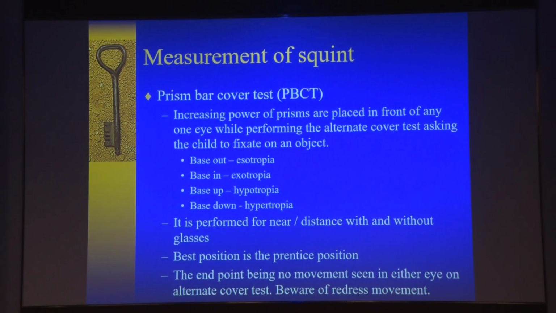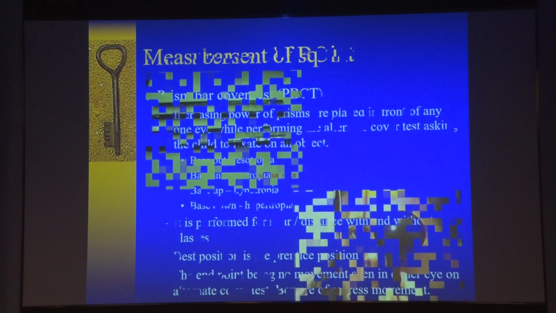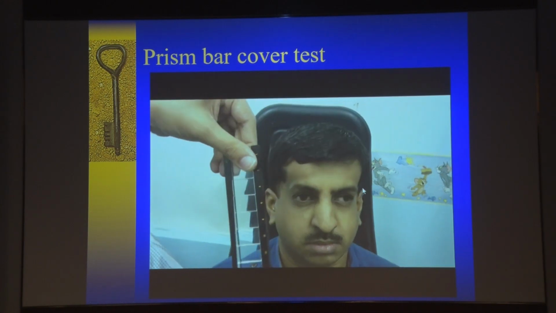Let's measure the squint. So the test we use is a prism bar cover test. It's a bar with all right angle prisms placed on it. And you can do it for near and distance, with and without glasses. Okay? The end point is no movement. So let us see how this works.